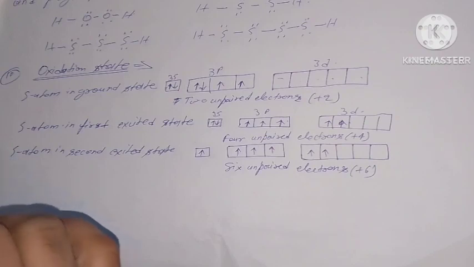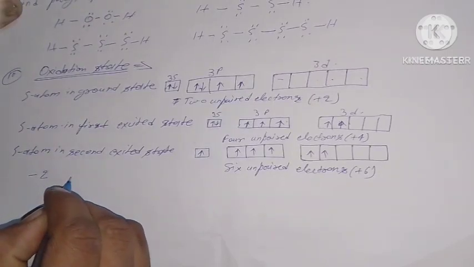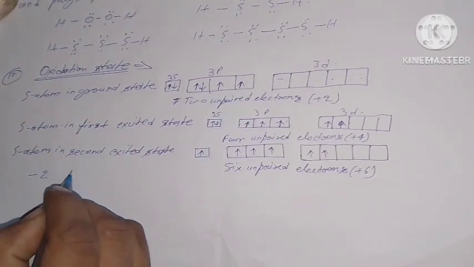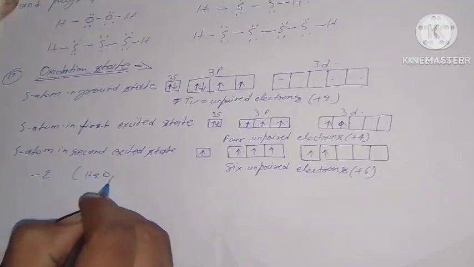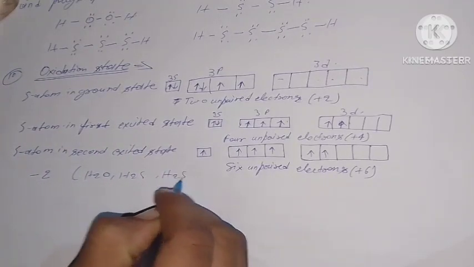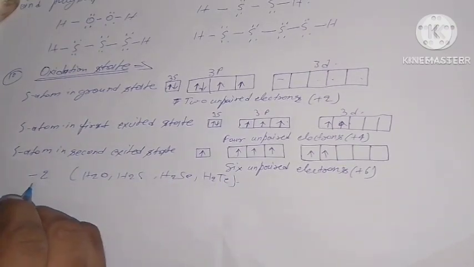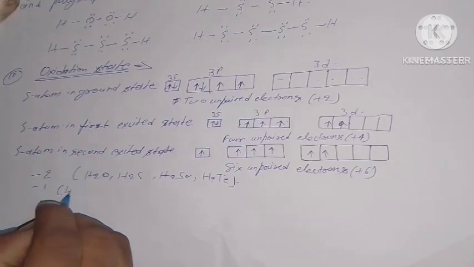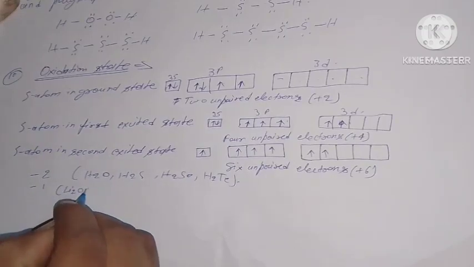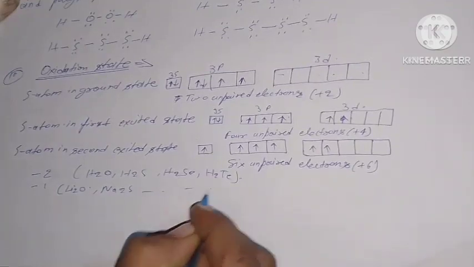You can show -2 oxidation state in H2O, H2S, H2Se, H2Te, okay? And -1 oxidation state, Li2O, Na2S.